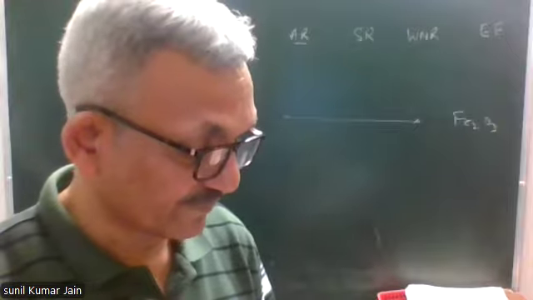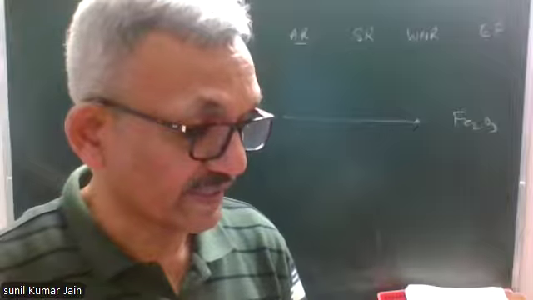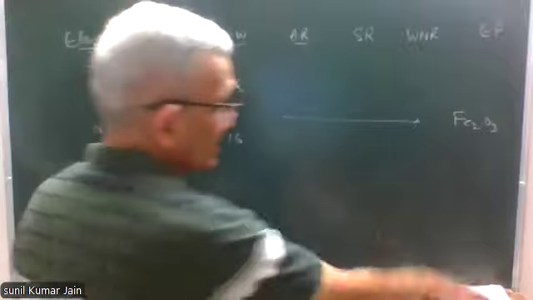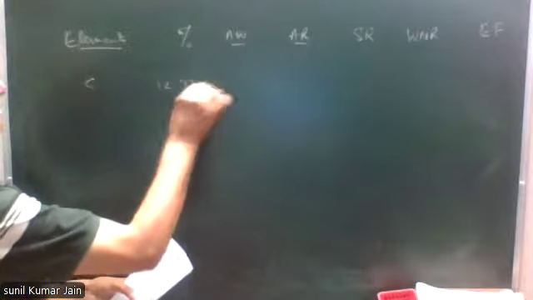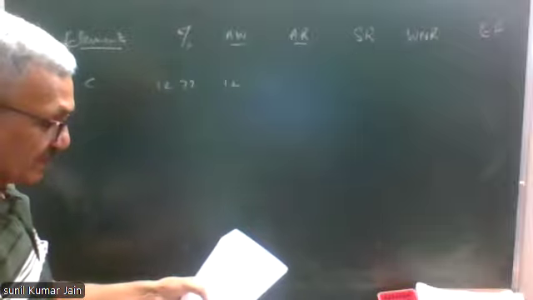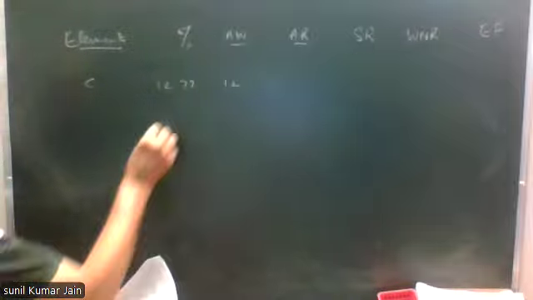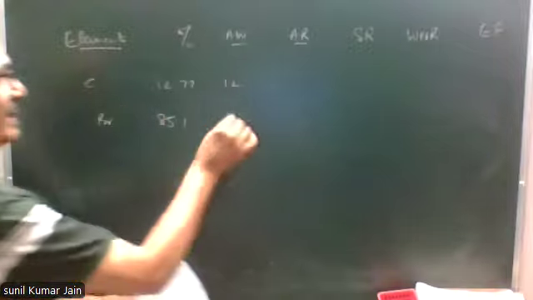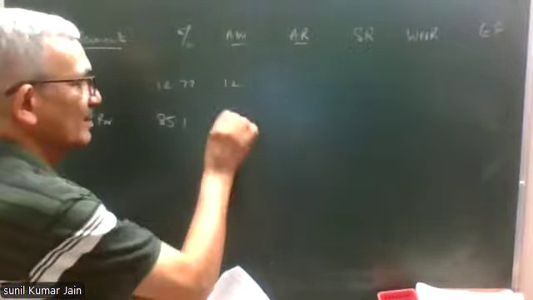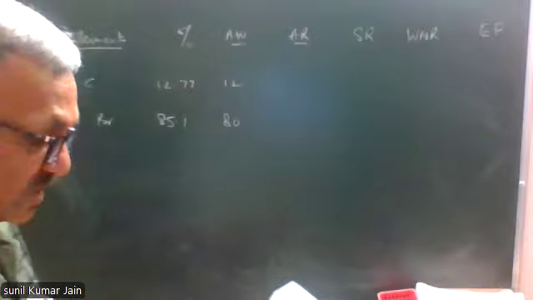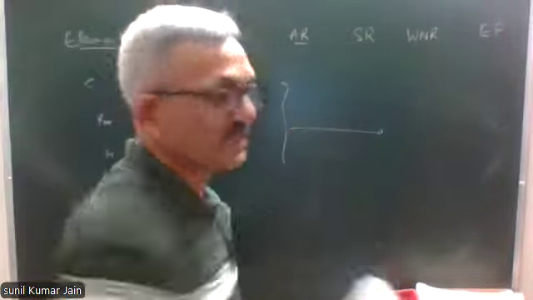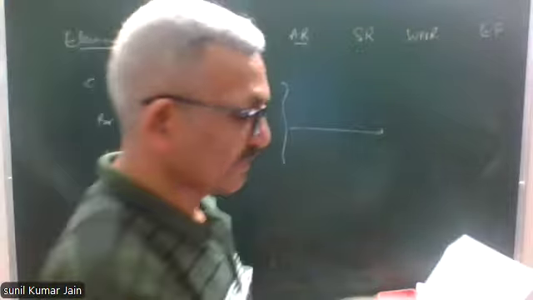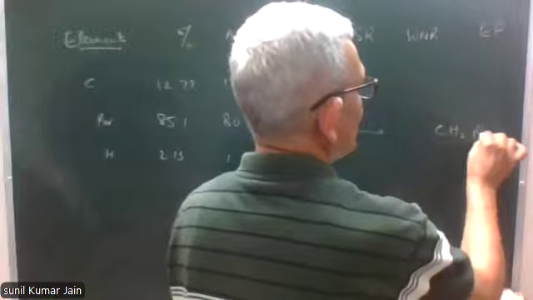Numerical number 5. Calculate the molecular formula of the compound containing 12.77% carbon. Now, percentages are given. Carbon, atomic weight 12. Bromine is 85.1%, atomic weight is 80. And hydrogen is 2.13. Again, follow the same steps. You'll get the empirical formula. The empirical formula will come out to CH2Br.